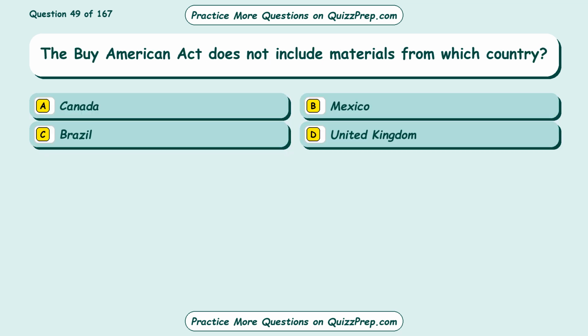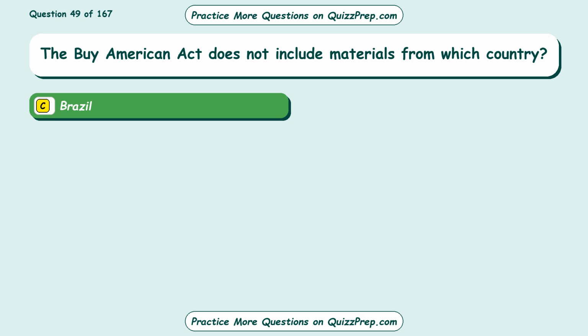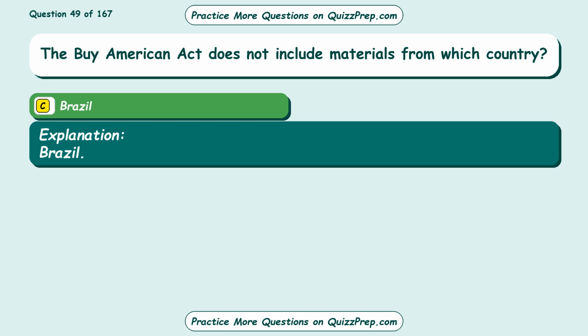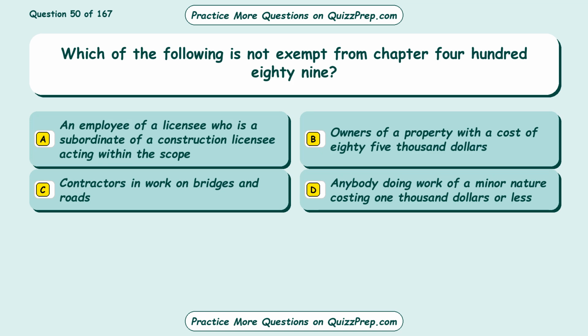Question 49. The Buy American Act does not include materials from which country? Option A, Canada. Option B, Mexico. Option C, Brazil. Option D, United Kingdom. The correct answer is option C, Brazil. Question 50. Which of the following is not exempt from Chapter 489?